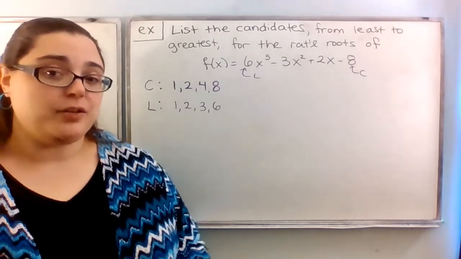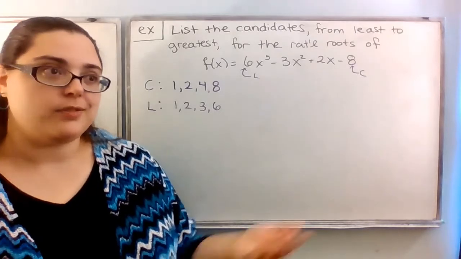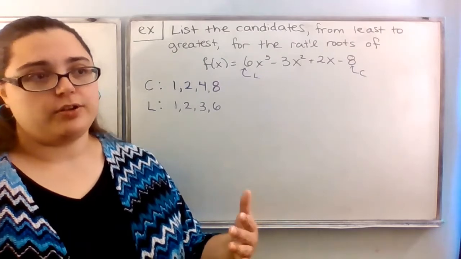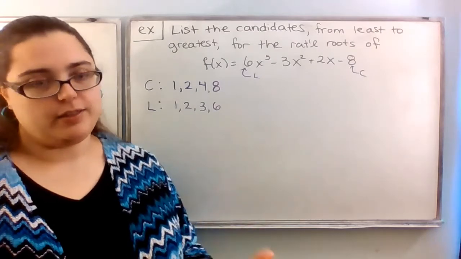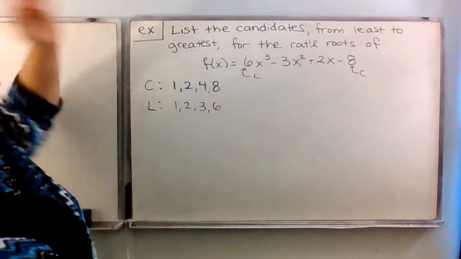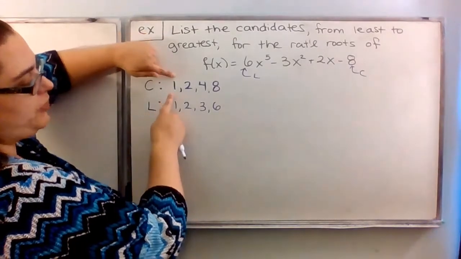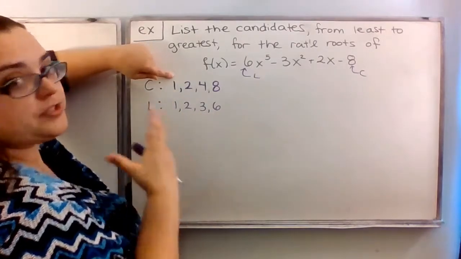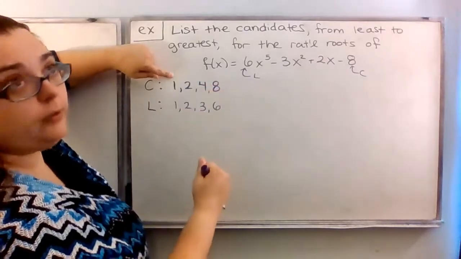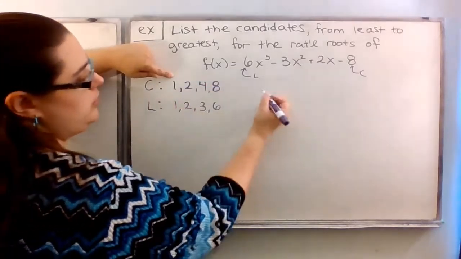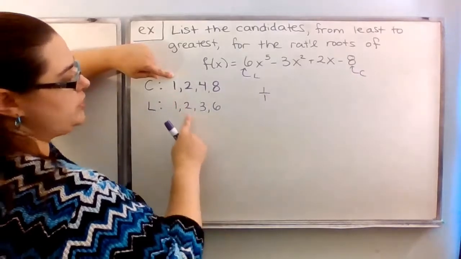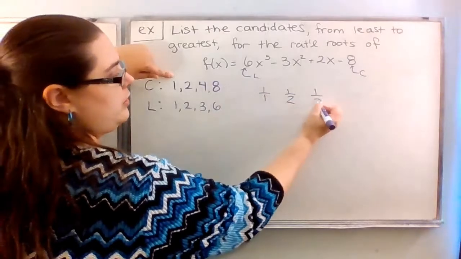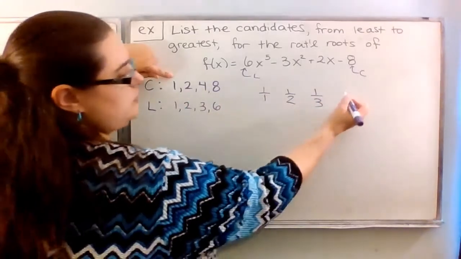To make sure you don't miss any, you want to go through this in some methodical process. This is the methodical process I use. It doesn't have to be the one you use, but you want to make sure that you're not jumping around so you're not missing anything. I'm going to take this first value for C and put it over each of the values for L because our rational candidates have the form C over L. So I'm going to have 1 over 1, then 1 over 2, 1 over 3, and 1 over 6.